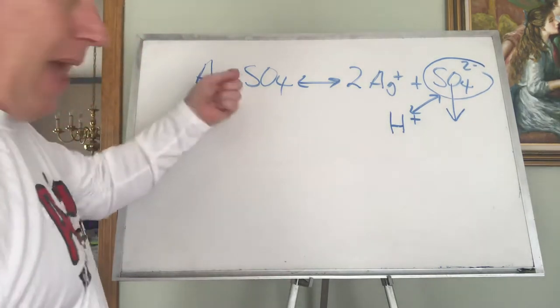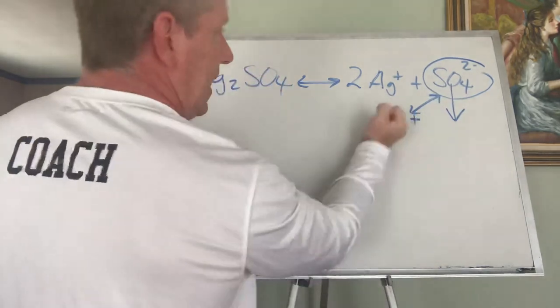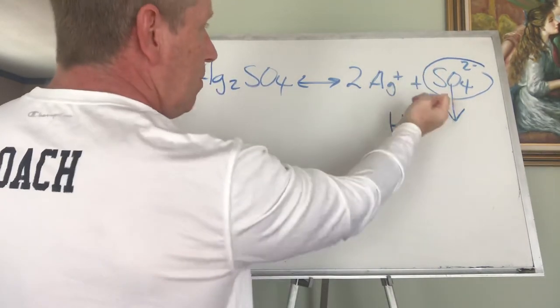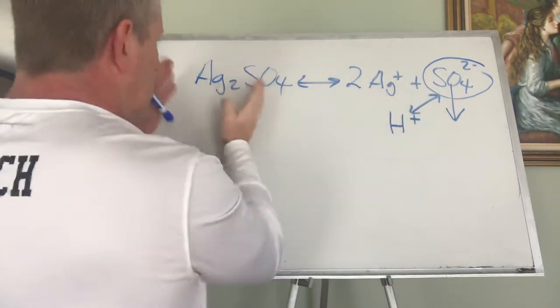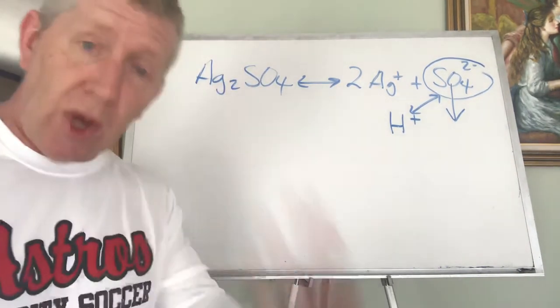going to try to fix that by pumping out more sulfate, because you're pulling sulfate out by connecting it to hydrogen. We have to make more of it. How do we make more of it? Break more of this down. If you break more of that down, it makes it more soluble.